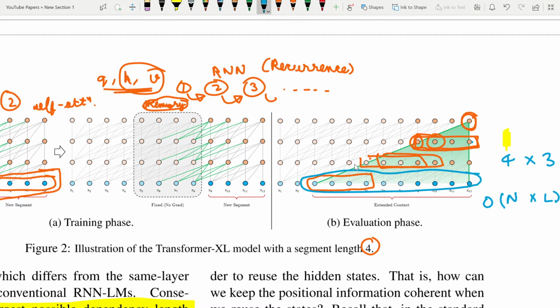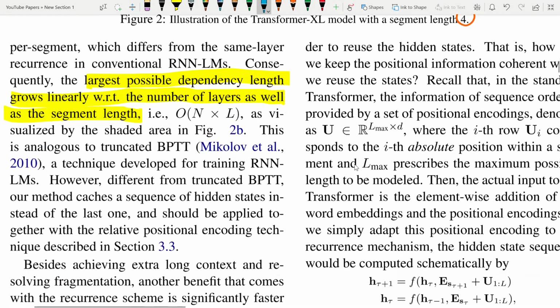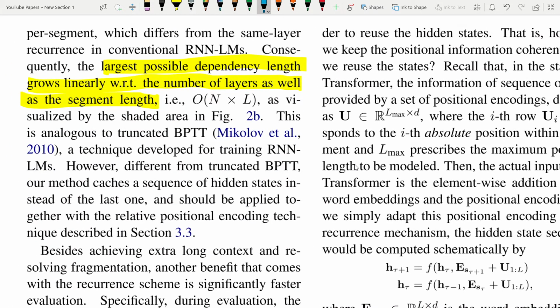So this is your dependency length, or you may say the field of view, sort of. That term would be used for CNNs. However, over here it would be the dependency length. Otherwise it would have been just L. If you increase the number of layers, as can be seen later also, the performance will improve as it will have a larger dependency length.